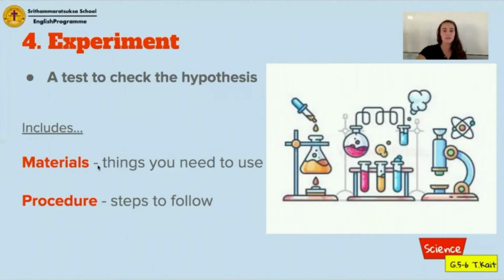So the materials are the things that you need to use, right? The things that you will need to use to do the experiment. And the procedure would be the steps that you will follow. So a procedure is written out as steps 1, 2, 3, 4, and so on. So if we wanted someone to do our experiment again, they would have all of the directions to follow to do the experiment. All right?